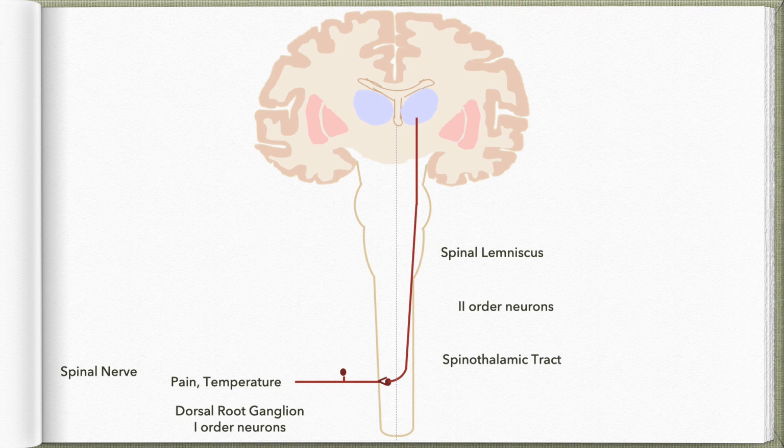When they reach the thalamus, they relay in the third order neurons, and the axons of these third order neurons in the thalamus are then carried to the primary somatosensory area or the postcentral gyrus by passing through the internal capsule.